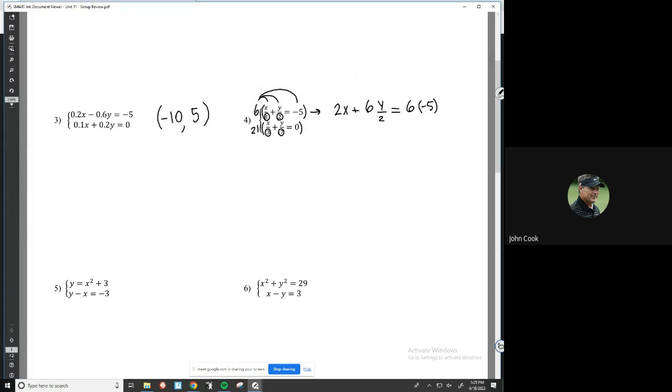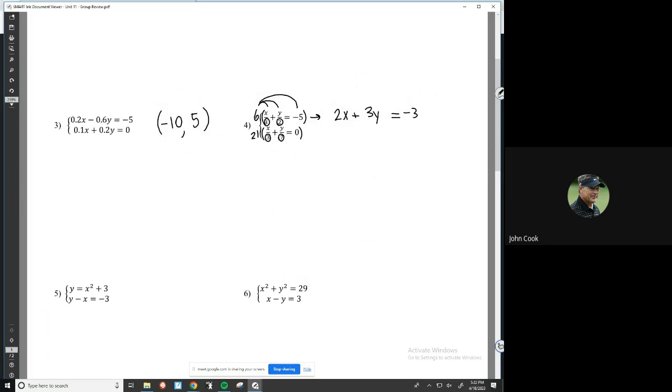Right? 6 times y over 2 is the same thing as saying 6y over 2. And 6 divided by 2 gives you 3, so you'd have 3 y's. And then 6 times negative 5 is negative 30. All right. And then the other one, let's see here.